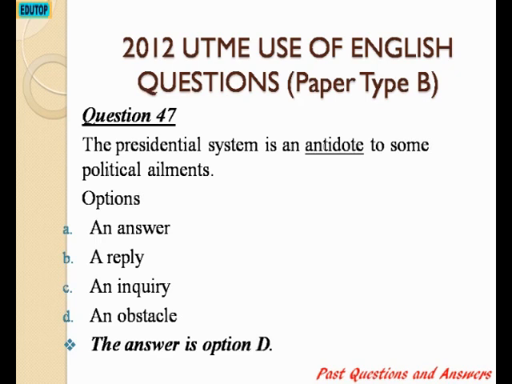Now we have the last one as obstacle. Obstacle is the opposite of antidote as used in the context, because antidote has to do with something that can be used to correct or improve the bad effect of something. So obstacle is going to compound the bad effect of such, while antidote would solve the problem at stake. So the final answer is option D.